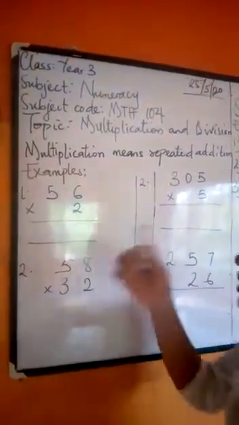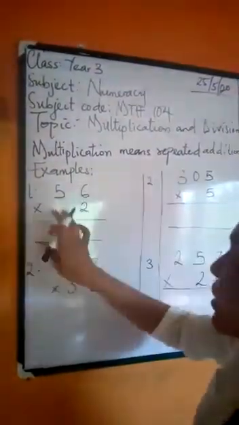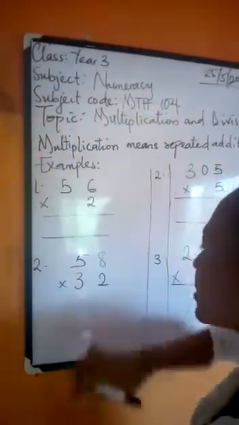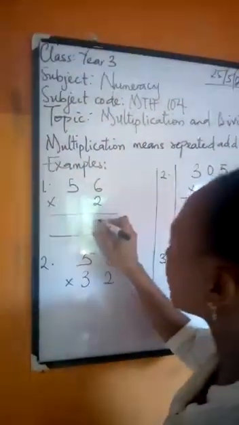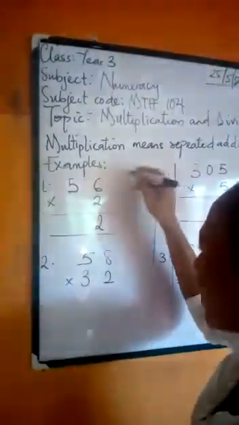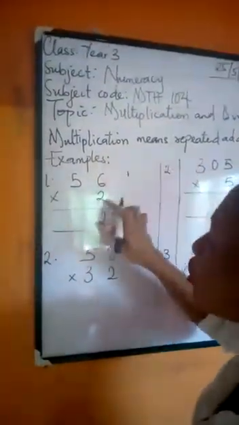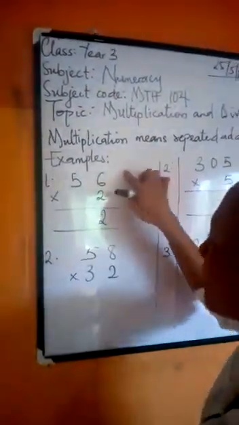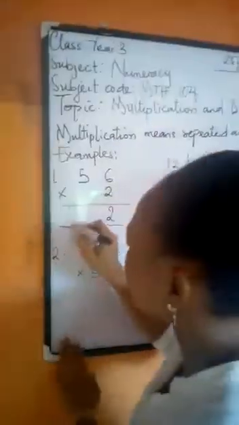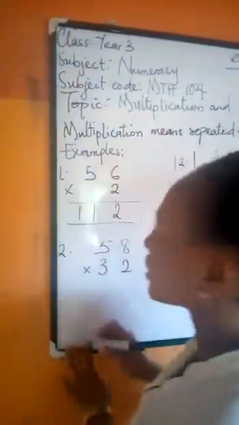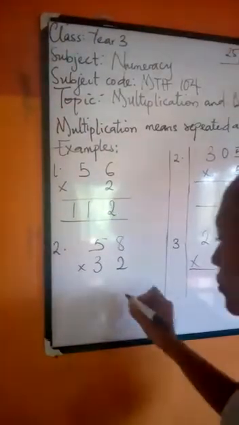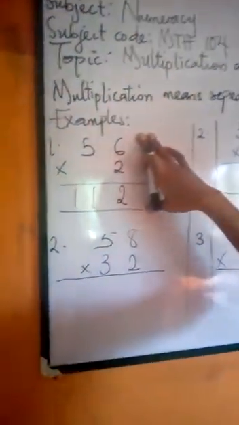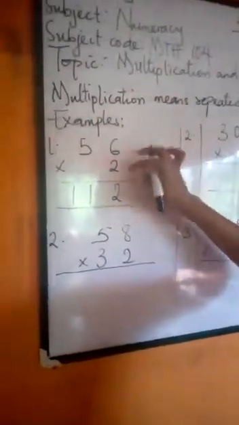Alright, let's start. To multiply this particular number, 56 times 2. 2 times 6, 12. You write 2 and carry 1. 2 times 5 is 10. 10 plus 1. Remember that you kept 1 somewhere. 10 plus 1 is 11. So our answer is 112. So this is basically the way to multiply 2 digits by 1 digit number.